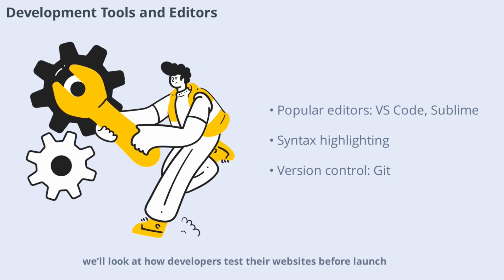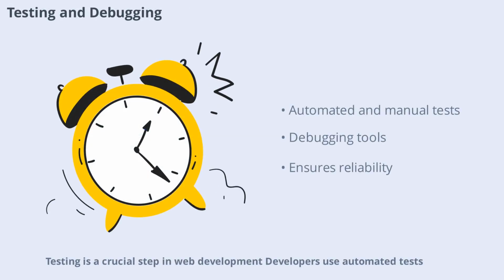Next, we'll look at how developers test their website before launch. Testing is a crucial step in web development. Developers use automated tests, manual checks, and debugging tools to ensure everything works as expected. Common testing types include unit, integration, and end-to-end tests. Debugging tools help identify and fix issues quickly. Thorough testing leads to more reliable and user-friendly websites.